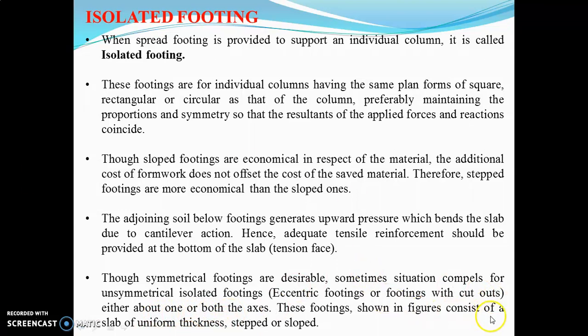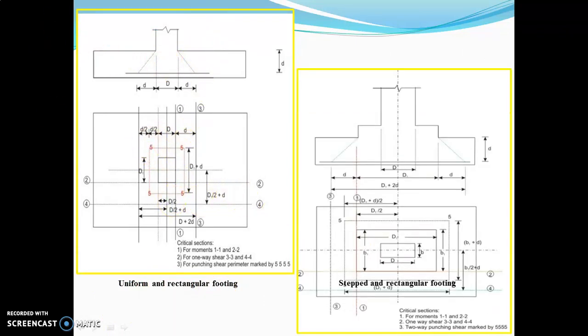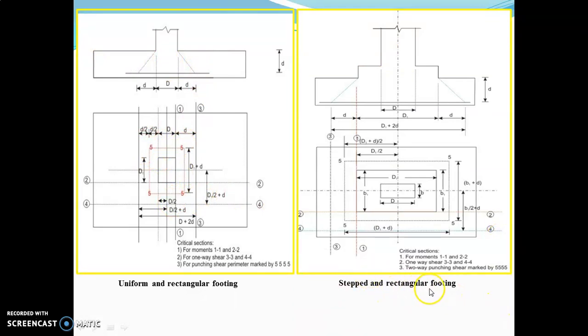These footings shown in the figures consist of a slab of uniform thickness, stepped or sloped. You can see here, this is a uniform rectangular footing. This is a stepped rectangular footing. This is a uniform rectangular footing, but here this is a stepped rectangular footing. Again, these are different cross sections.